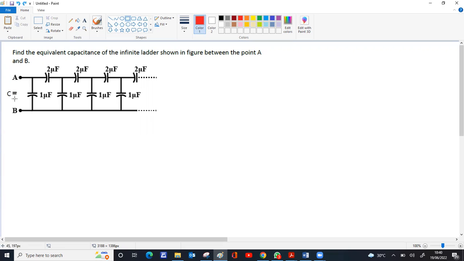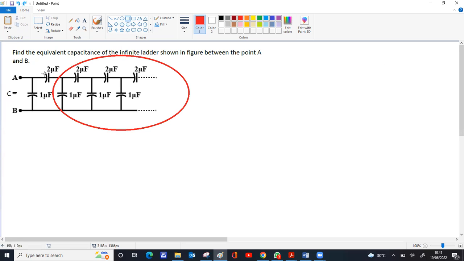Now, since it is an infinite network, adding one set of repeated group of capacitors or removing one set of repeated capacitors will not affect the entire capacitance because it's an infinite network. So keeping that concept in mind, we are trying to remove one set of 1 microfarad and 2 microfarad so that the rest of the capacitors all till infinity will have again the same capacitance C.